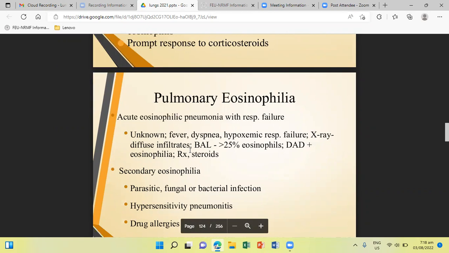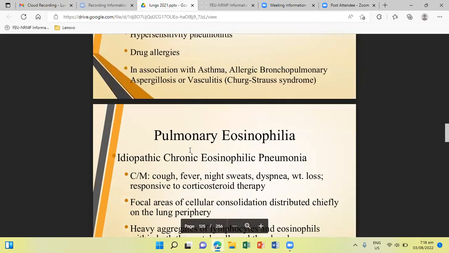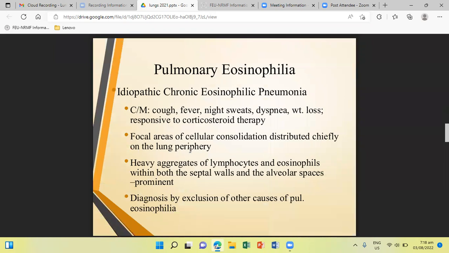Although relatively rare, there are several clinical and pathologic entities that are characterized by infiltration of eosinophils. These are recruited in part by elevated alveolar levels of eosinophil attractants, particularly interleukin-5. So when a patient has pulmonary eosinophilia, usually they have focal areas of cellular consolidation of the lung substance, usually distributed in the periphery of the lung field. They may also have heavy aggregates of lymphocytes admixed with the eosinophils that I have pointed out a while ago.